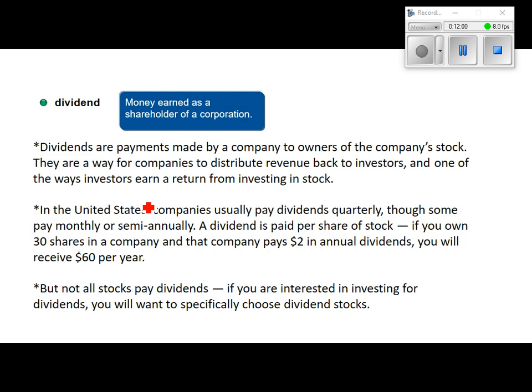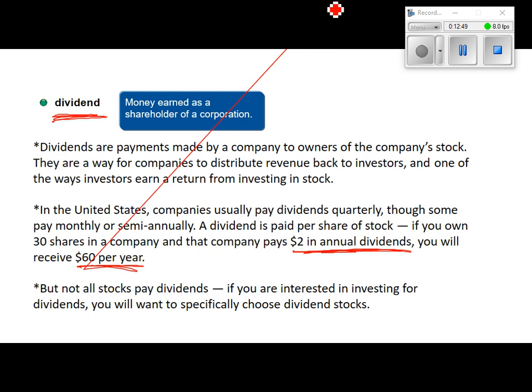One of the ways that you as an investor can earn a return on your investing in stock is by getting these dividends. In the United States, companies usually pay dividends quarterly. So you would get a check from this company for so much money per quarter, every 3 months. Some pay monthly, others pay semi-annually. It just depends on the company. A dividend is paid per share of stock. So if you own 30 shares in a certain company and that company's paying $2 annual dividends, you take 30 times 2 and you get $60. So you would earn $60 per year for those dividends.